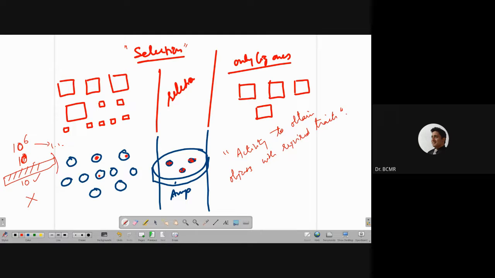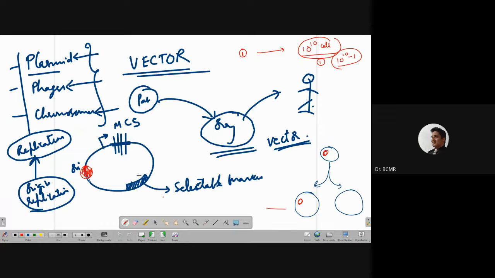For this selection method to be employed, the vector should have a selectable marker. Most of them are antibiotic resistance genes. But there are also other biochemical ones or synthetic protein genes, and other things are also possible. We will see about them at a later time in the next classes.